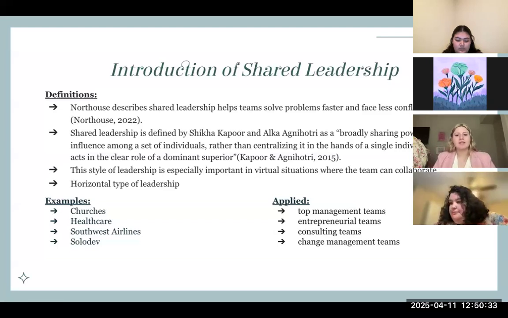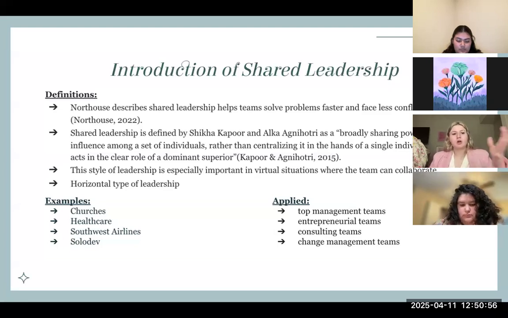Some examples of this are churches. There can be a group of elders that decide things as a group instead of one person saying, okay, I need this, this, and this, because one person cannot know everything about the church or what the whole church would want as a group. So it's easier to get other people from that group to collaborate and share what they would want to see instead of one person trying to figure out everything.